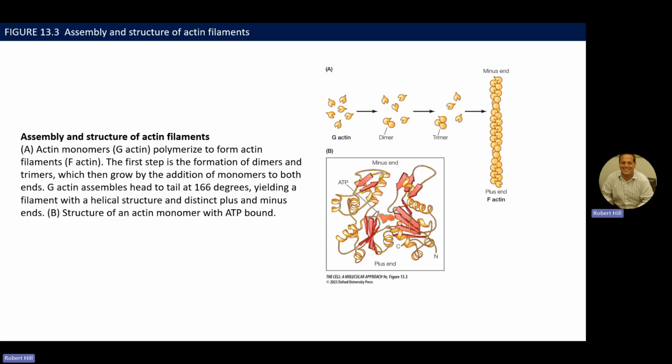Let's look at some figures here. So there's the G-actin. And you can see the minus and the plus end, and that's going to configure in the final filamentous form, like how it's growing and how you get the minus end and the plus end. You can see it growing into dimers and then trimers. And at that point, you have what's called a nucleus so that the polymerization can take off. And you can see how it's forming that helical structure to make that final filament.